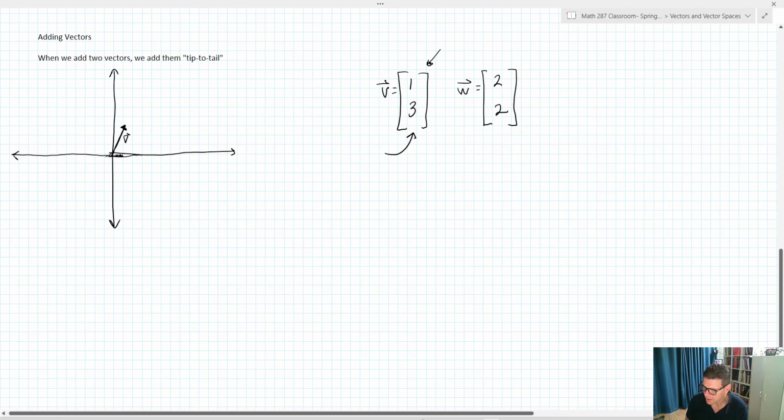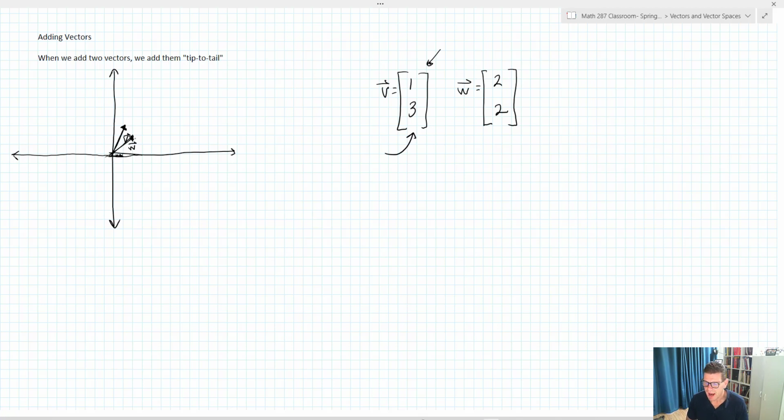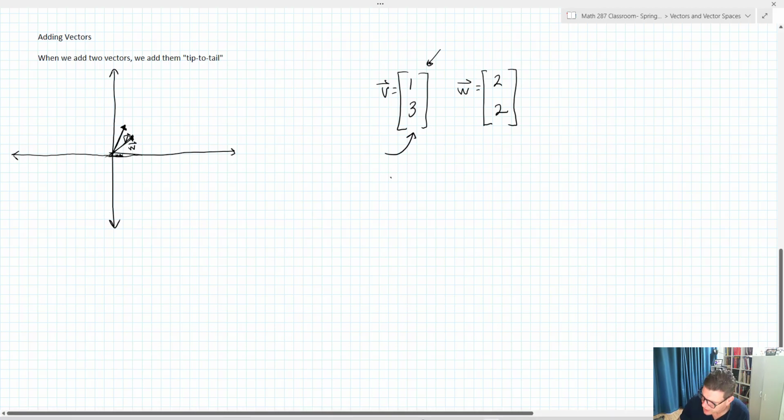Okay? Now w is going to be (2, 2), and so w is going to go up 2, over 2, and there's (2, 2). And there's w. So we'll go up 2, over 2, and then draw a line from the origin to the vector w. Now, what we want to do is see what v plus w is. So we're going to do this geometrically first, okay? And then, after that, we will in fact do this algebraically.